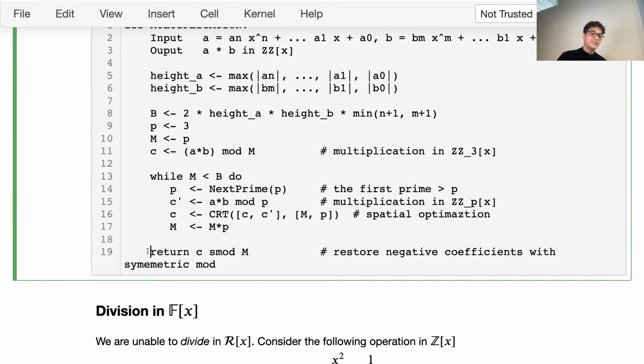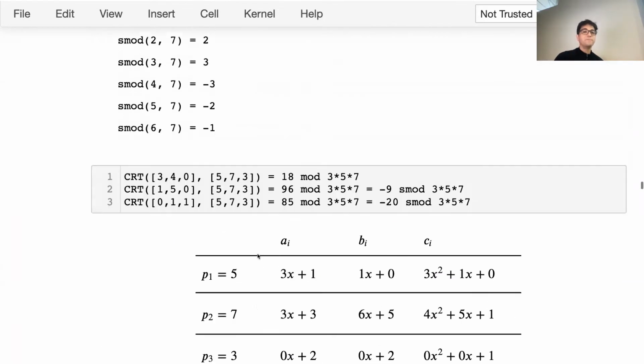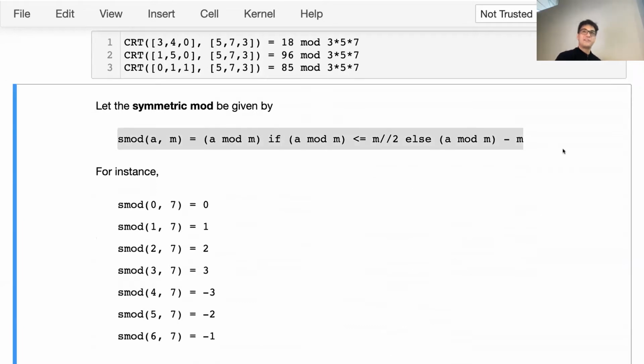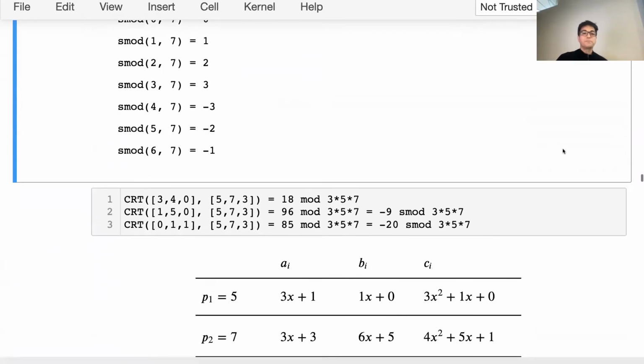And then afterwards, all we're asking you to do is restore negative coefficients by using this symmetric mod, for which there is an explanation here. In fact, here's the symmetric mod. That's all you have to implement. It just does a shift so that instead of going from say 0 to 6, we're going from -3 to 0 to +3.